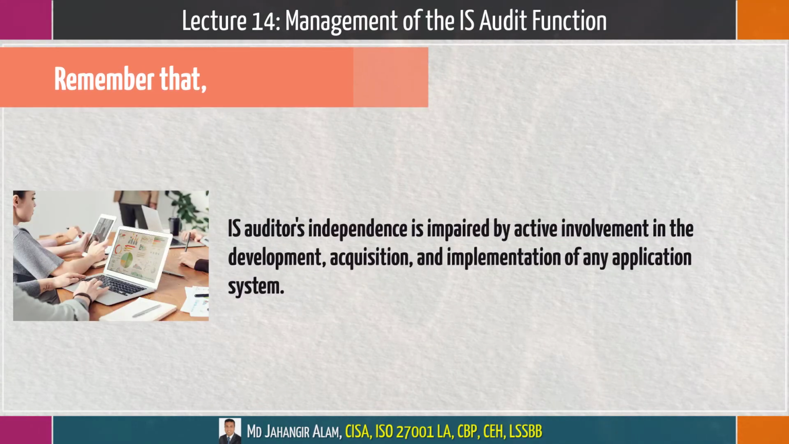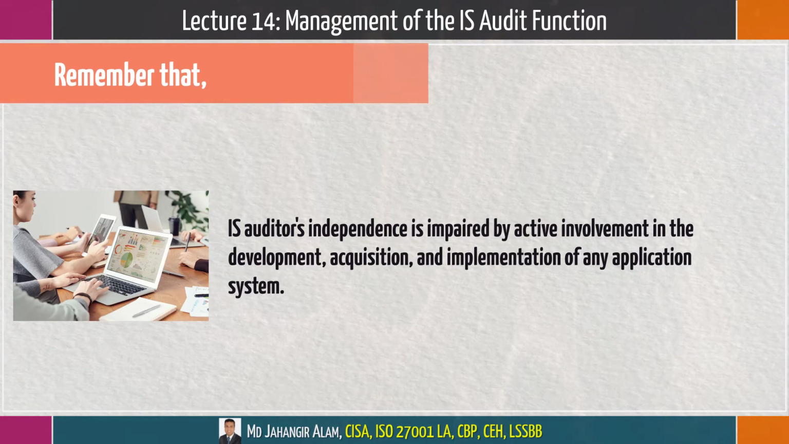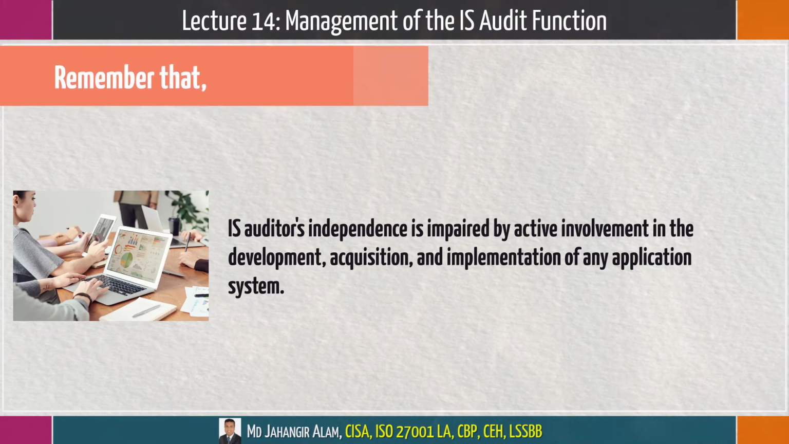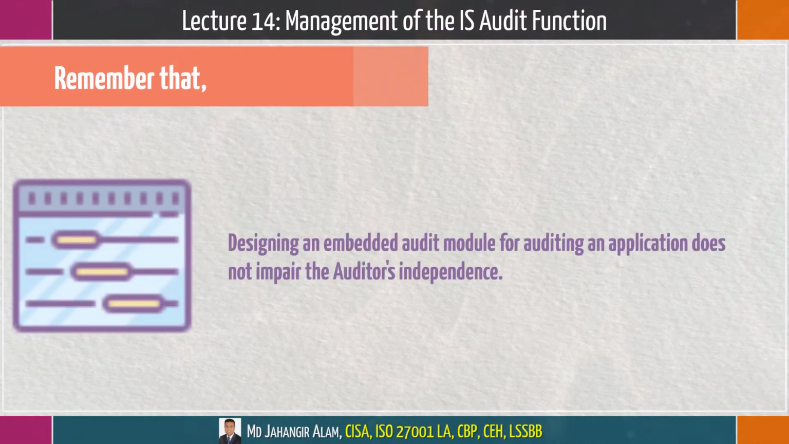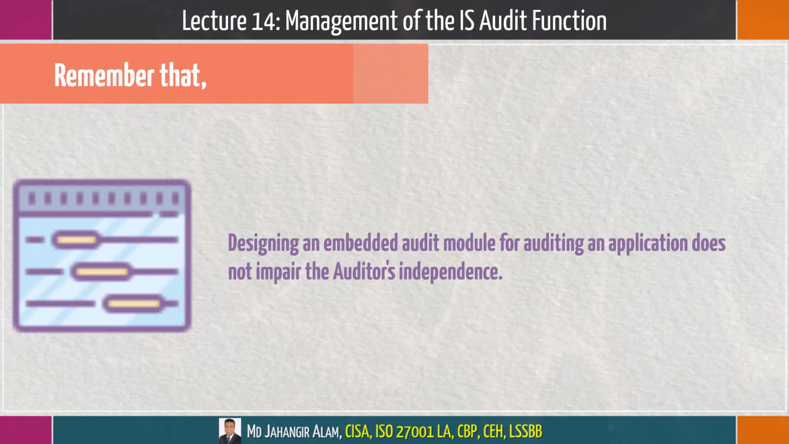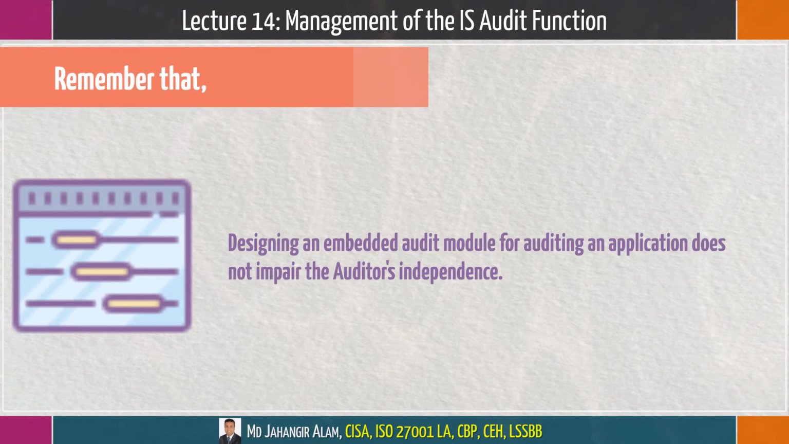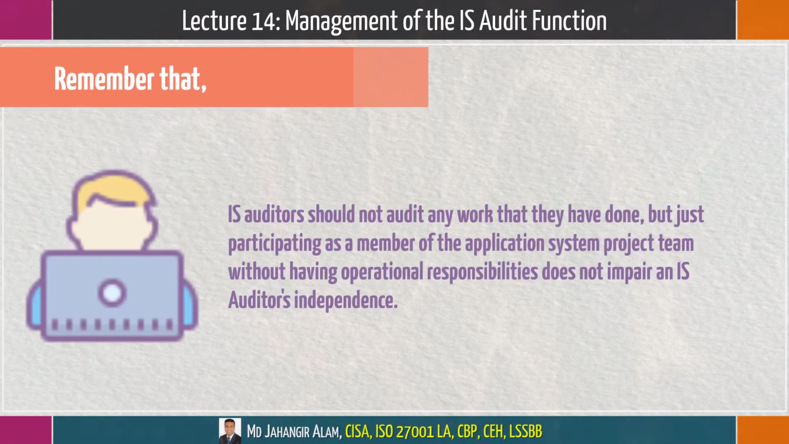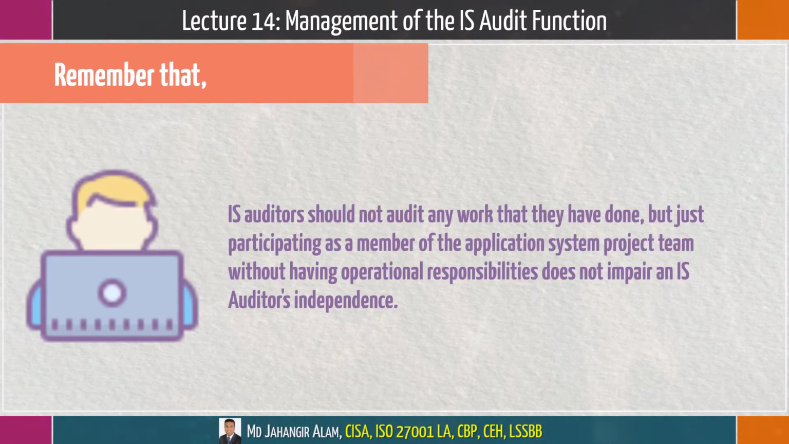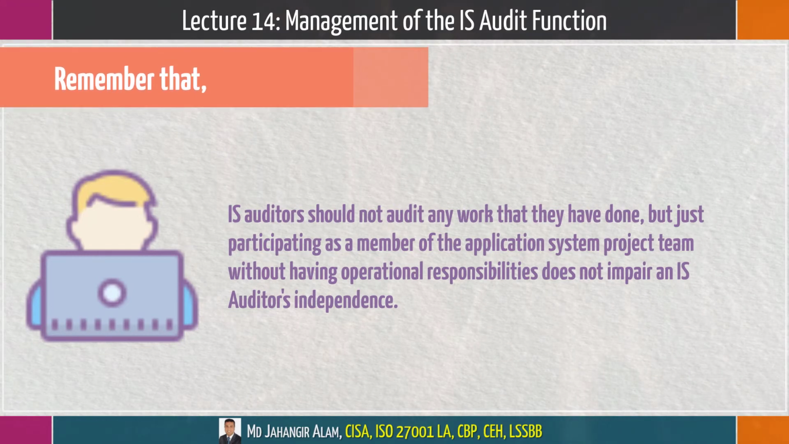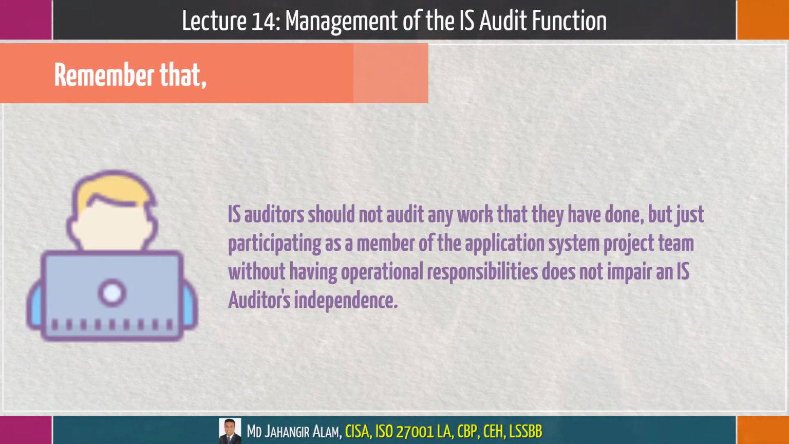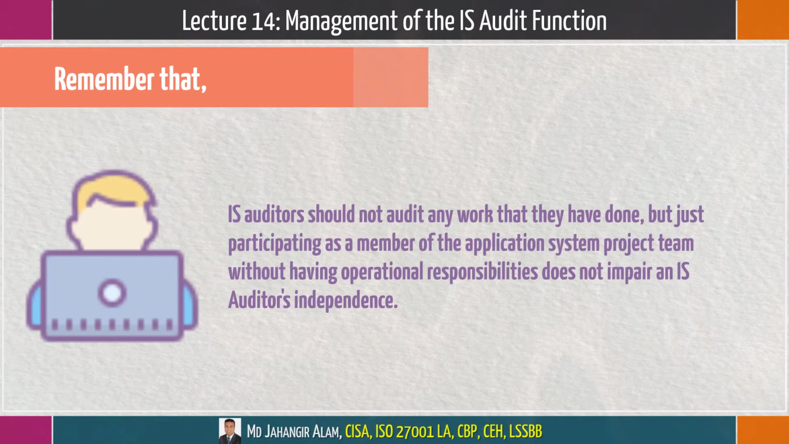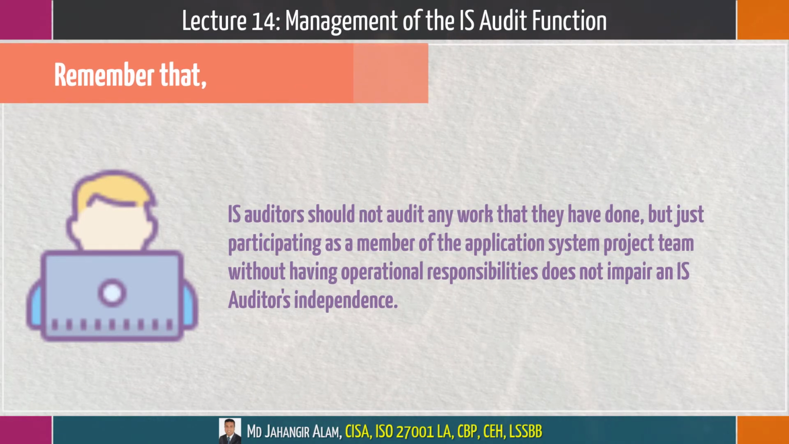The IS auditor's independence is impaired by active involvement in the development, acquisition, and implementation of any application system. Designing an embedded audit module for auditing an application does not impair the auditor's independence. IS auditors should not audit any work they've done before, but just participating as a member of the application system project team without having operational responsibilities does not impair an IS auditor's independence.